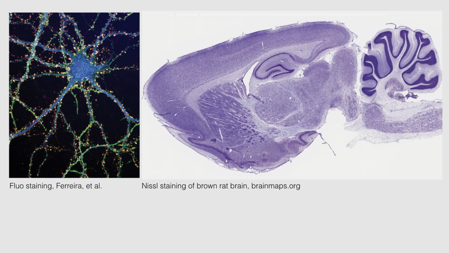That's what you see in the labs, well, when you've got nice things to see. One image shows you fluorescent staining of a neuron, with its synapses revealed, and the other one shows you a slice from the rat brain, and the Nissl staining reveals the core of the neurons that are in there.